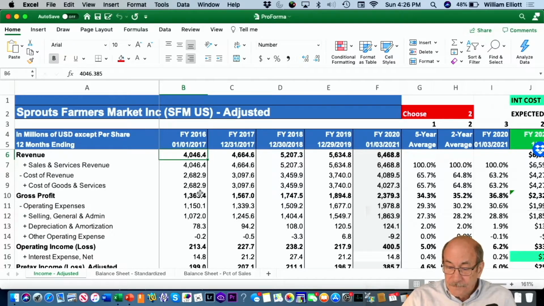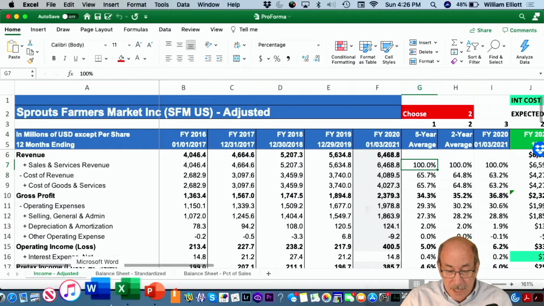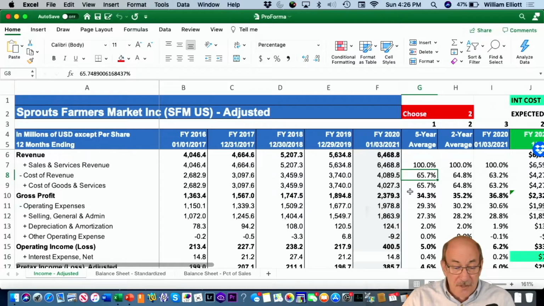I also downloaded the common size income statement, and you can see that over here. What I did here was I took the common size income statement and I did some averages. So I was getting the average percent that cost of revenue is over the most recent 5 years. And I did it for a 2-year period, and I also did it just for the most recent.